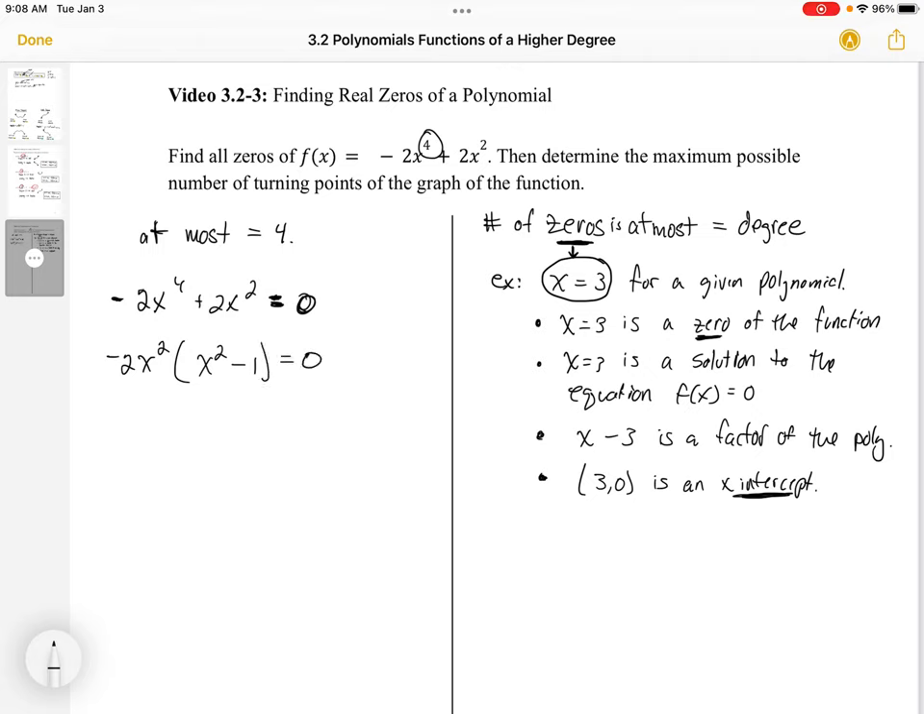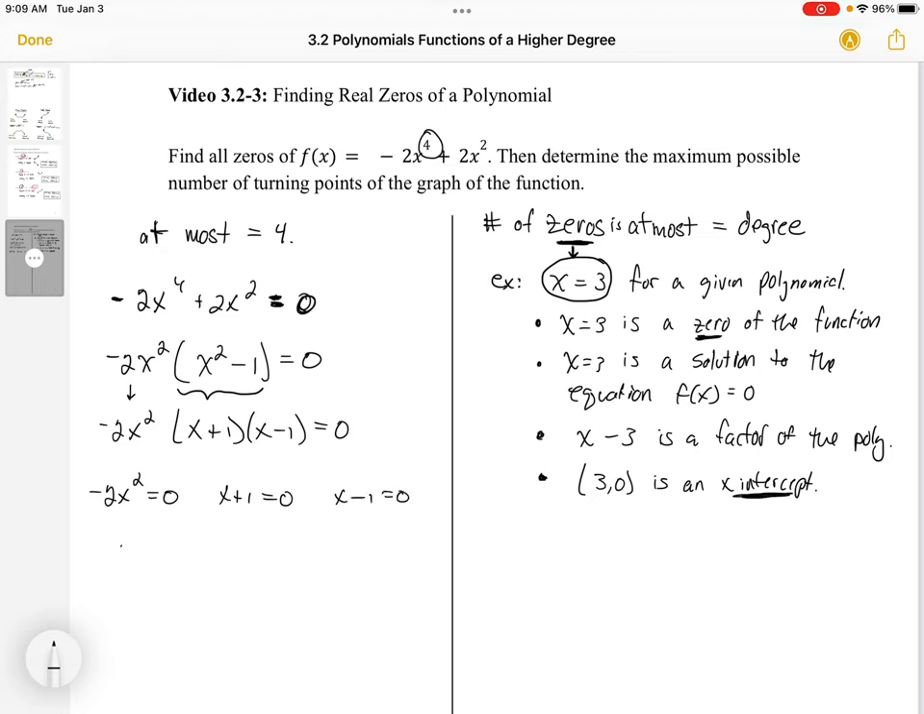Now I can continue to factor that. I can see that the leftovers here are a difference of 2 squares. So the greatest common factor is going to come down, and I can factor the rest as a difference of 2 squares. And now the remaining factors are prime. I can't factor this anymore. Now I can use the zero product property. So I set each factor equal to 0, and then I solve.